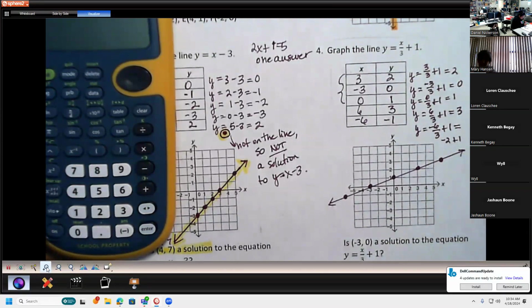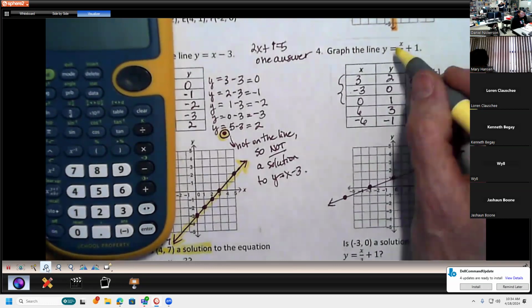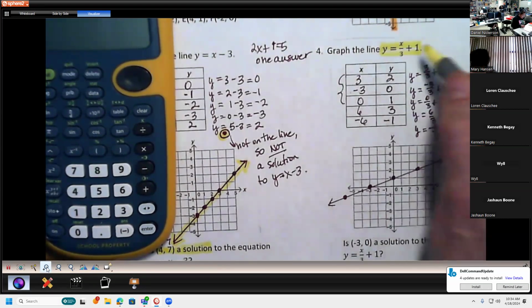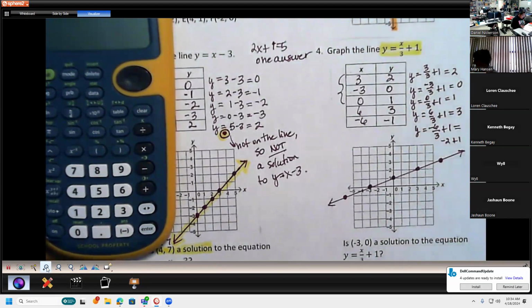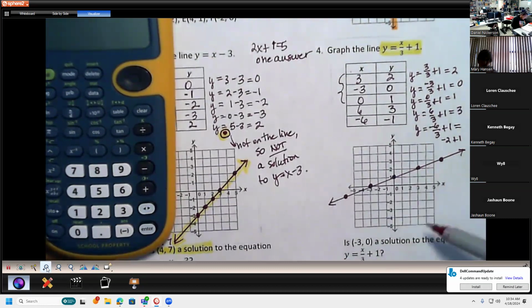That tells you you've got an error somewhere, because every single one of these equations, y equals something, is going to be a straight line every single time. And so that's a way to check yourself. If your points are scattered about the grid, then you go, okay, I've made a mistake. Then hopefully you can go back and figure out your mistake.